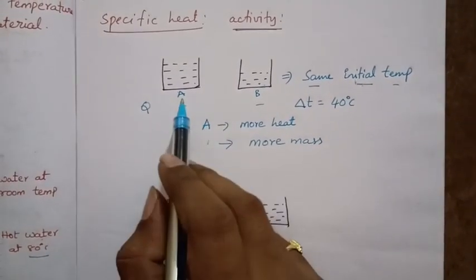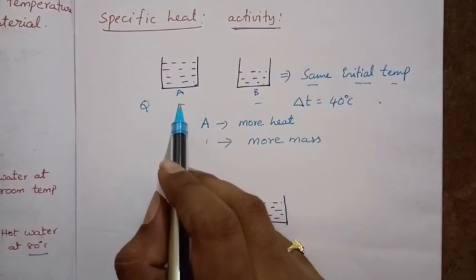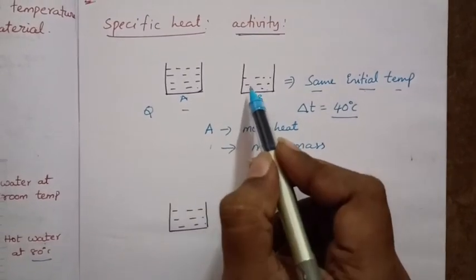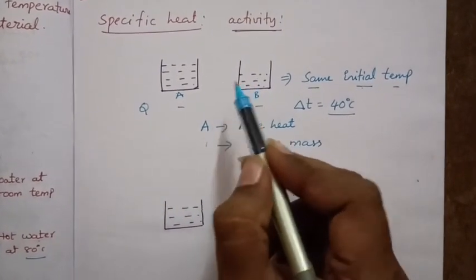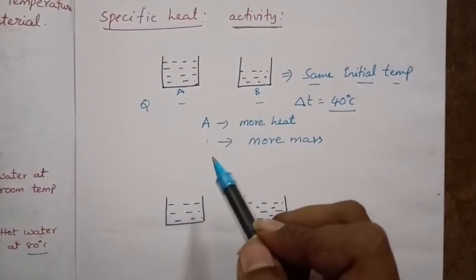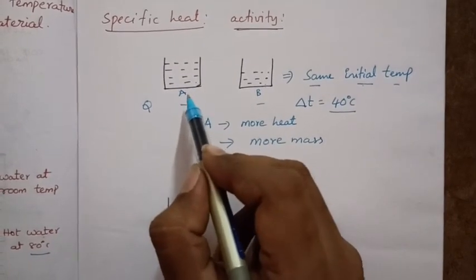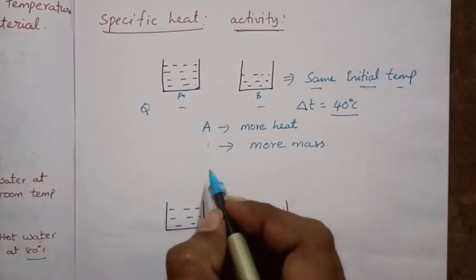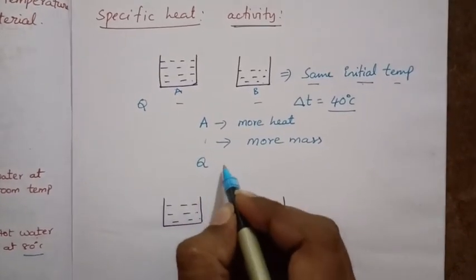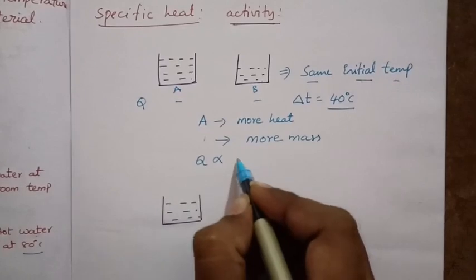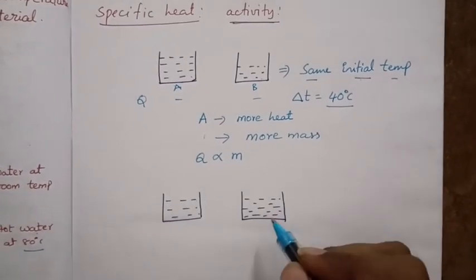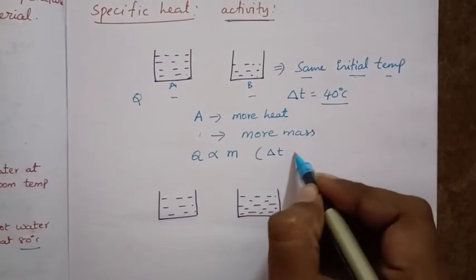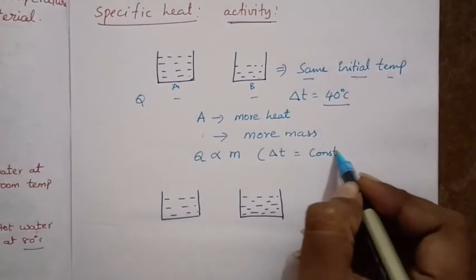When A has more mass, we should give more amount of heat to get the same temperature. B has less mass, so less heat is enough. But A has more mass, so we should give more amount of heat. So here, the amount of heat given to a body is directly proportional to mass, when change in temperature is constant.